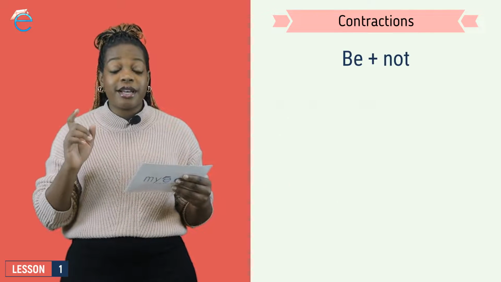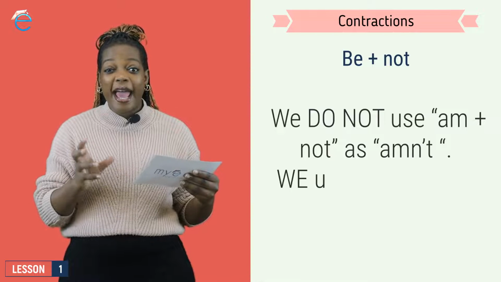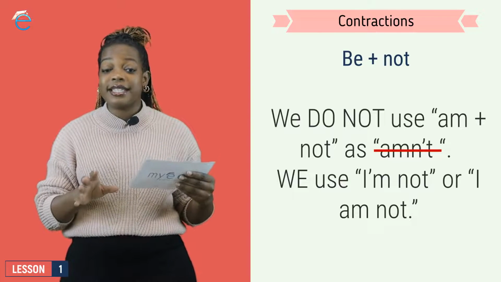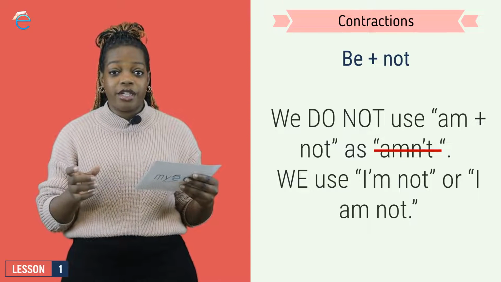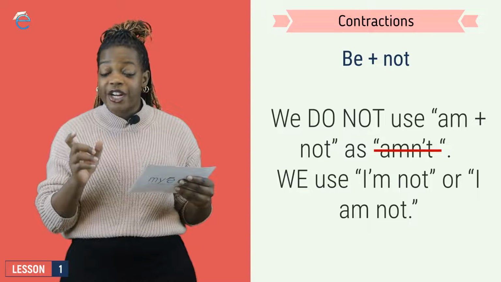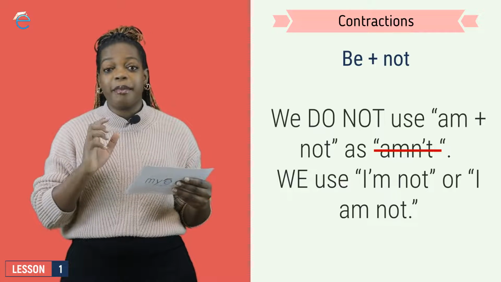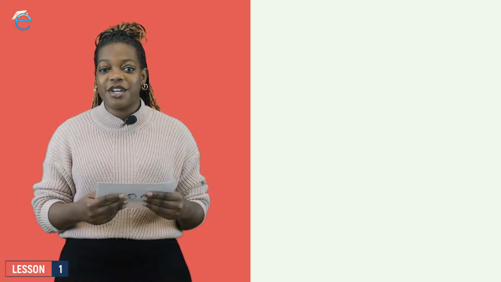Now, here's an important thing to remember. Am not, amn't, is not possible in English. It doesn't exist. That's why with am not, the contraction is always with I am, I'm not. And that is the information about simple present tense and present continuous progressive tense.